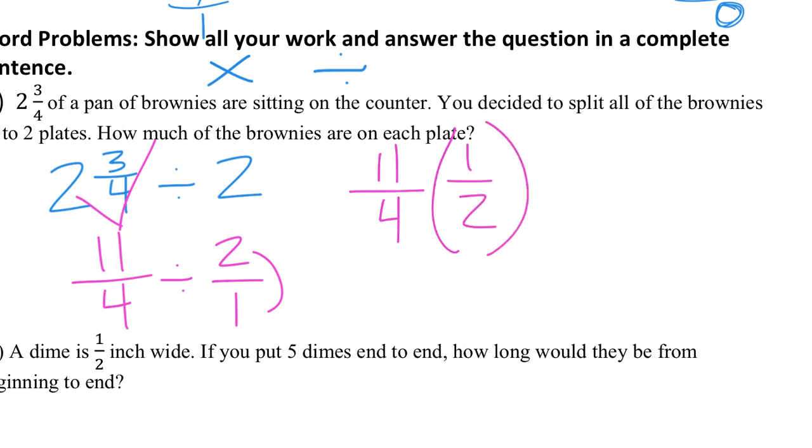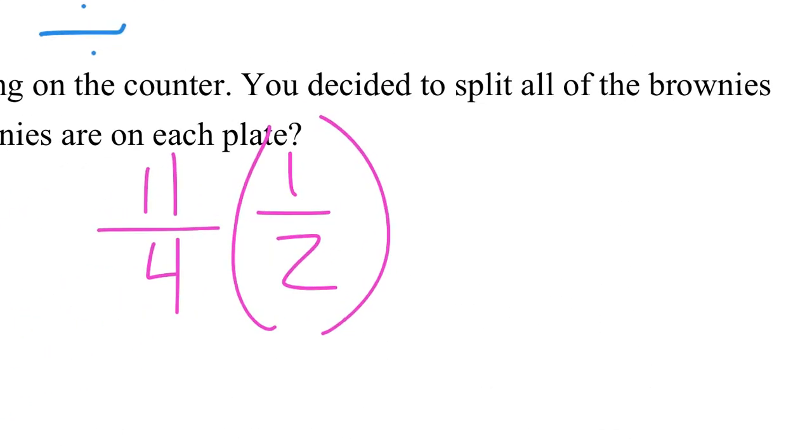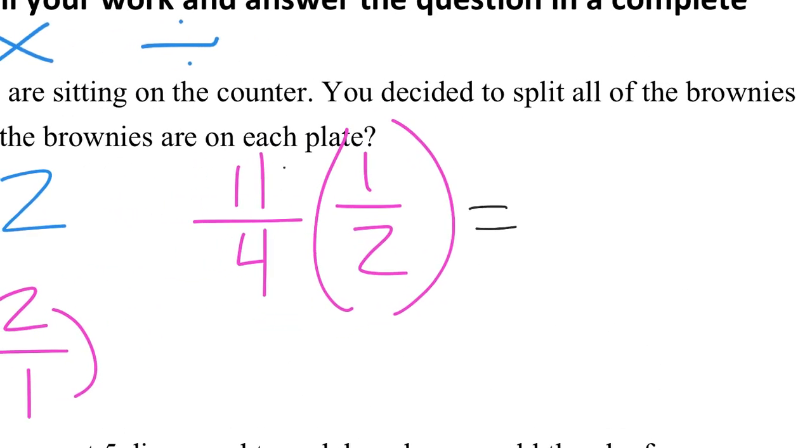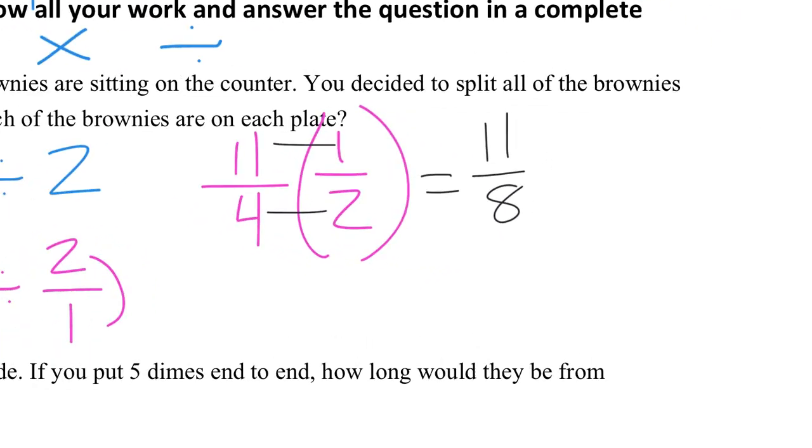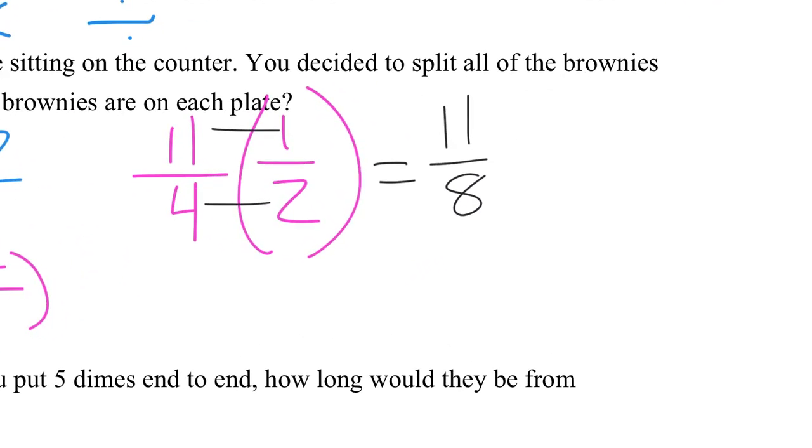Can I do any simplifying? 11 and 2, 4 and 1? Nope. So let's just multiply straight across. 11 times 1 would be 11. 4 times 2 would be 8. Now, that answer still wouldn't make sense either, right? 11/8 of brownies? Nope. Let's make it back to its mixed number. 8 goes into 11 once, which is 8. So 11 minus 8 gives me 3. Leave my denominator alone of 8s.